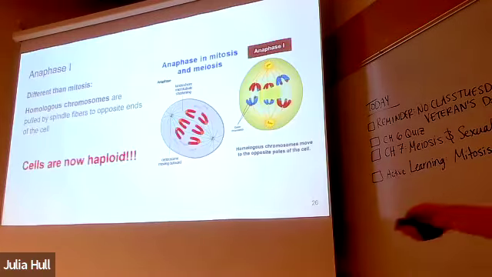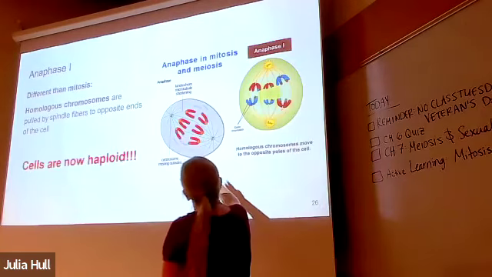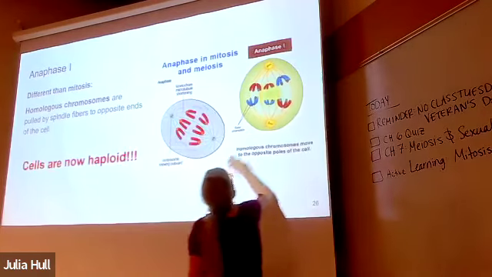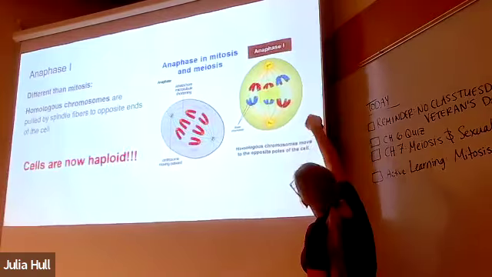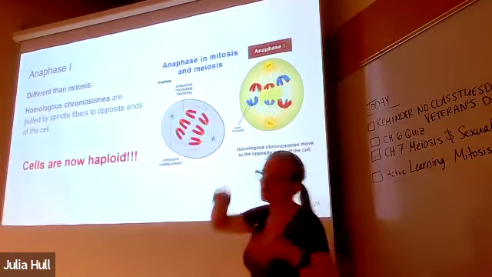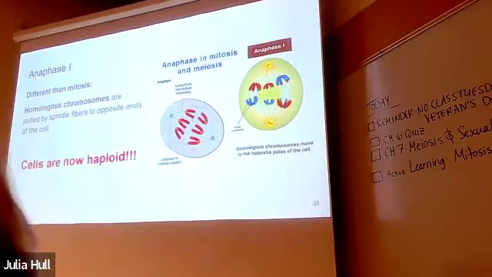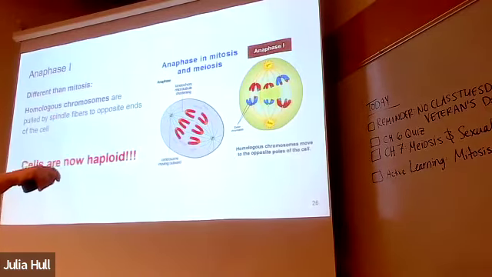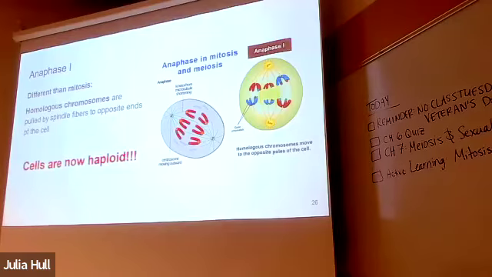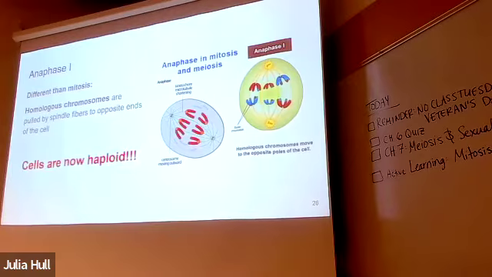Here's what's happening in anaphase of mitosis. We see the sister chromatids pulled apart, but in anaphase 1 of meiosis, our homologous chromosomes are getting yoinked. Now these homologous chromosomes are no longer associating with each other. We are now haploid. That's another cool thing that happens in meiosis 1. We become haploid during anaphase 1.